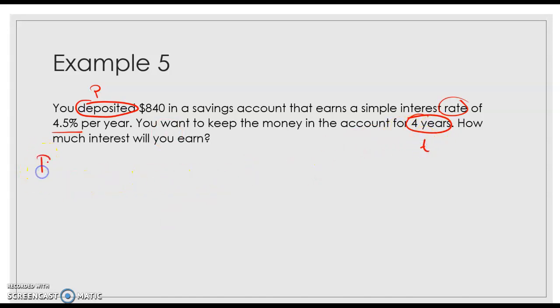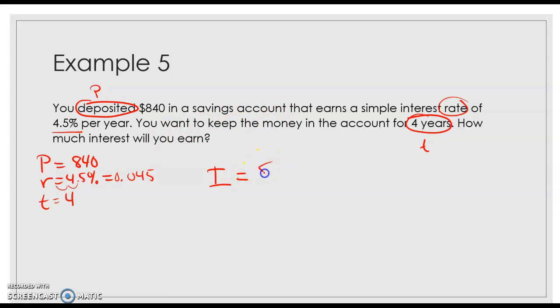So capital P is $840. Our rate was 4.5%, but I've got to make that into a decimal. See where these warm-ups are coming back to help us? And so I'm going to move my decimal 2 places to the left, and so then I end up with 0.045 as my rate, and then my time is 4 years. So there's my P, R, and T, and now I just need to find the interest that I will earn.